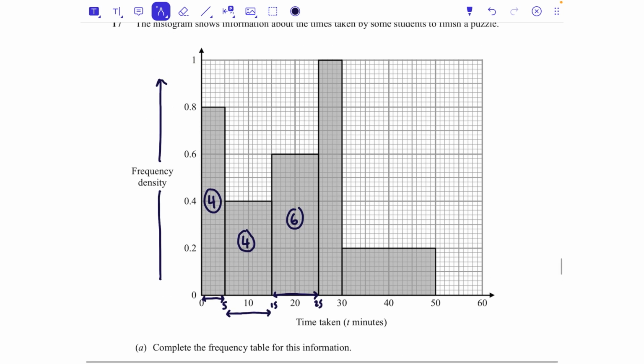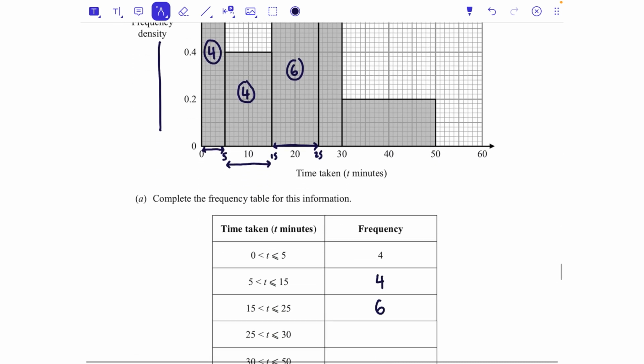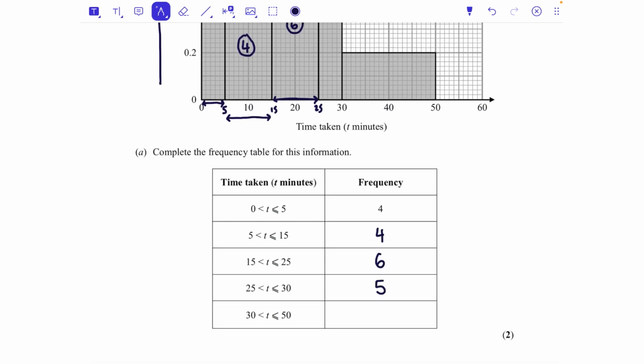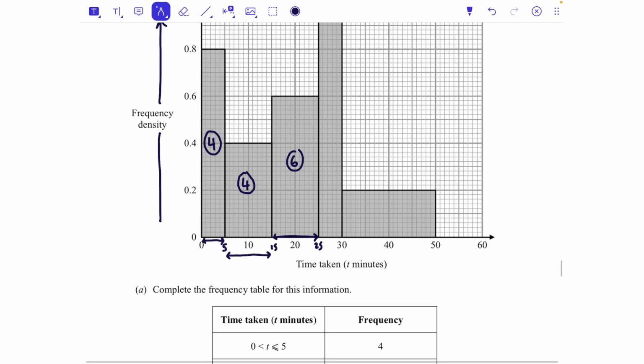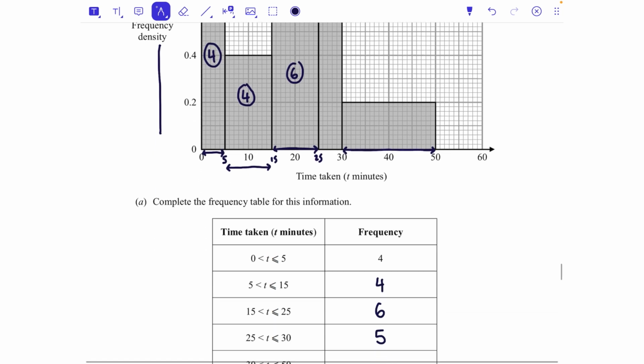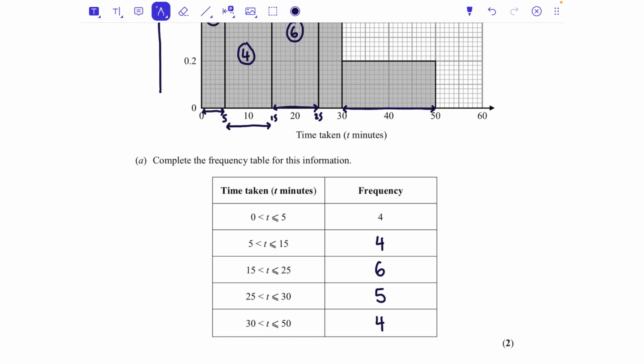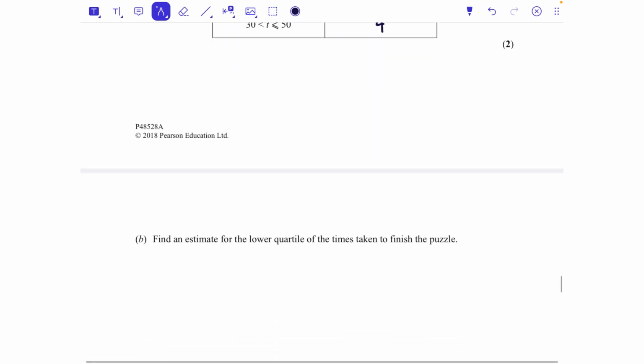The next bar is 5 wide and 1 tall. 5 times 1 is 5. And the last bar here is 20 wide. It goes from 30 up to 50, and it has a height of 0.2. So we're doing 20 times 0.2, which is 4. And that's our frequency completed.